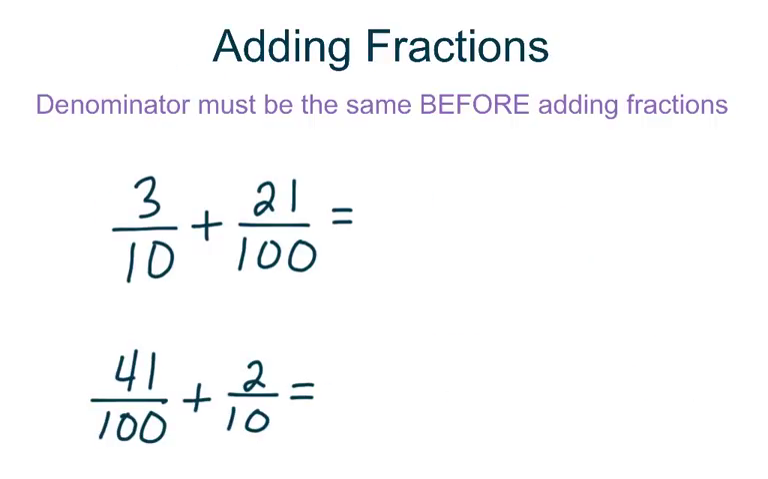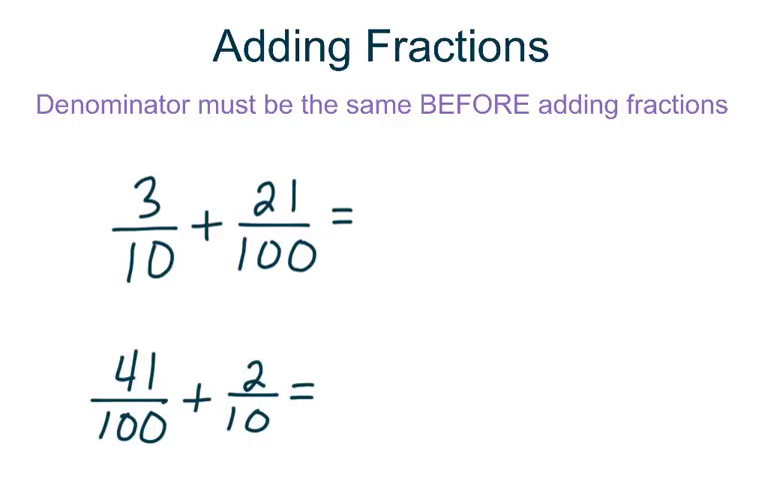So we know that when we add fractions, the denominators have to be the same before we add them. Unfortunately, with the fractions that we're going to be dealing with, the denominators are not always going to be the same. So we have to make sure that the denominators are the same before we add our fractions. Now, fortunately, we're going to be adding tenths and hundredths. So we know how to change a tenth to a hundredth or a hundredth to a tenth. So that's all we're going to have to do. We're going to have to do a simple change, and then we can go ahead and add.